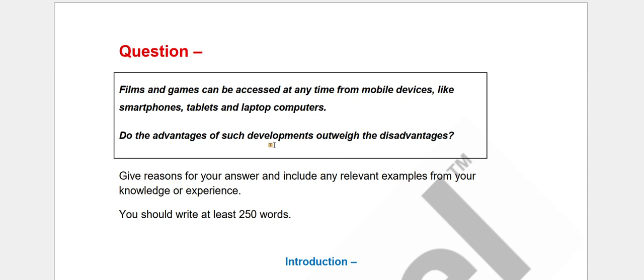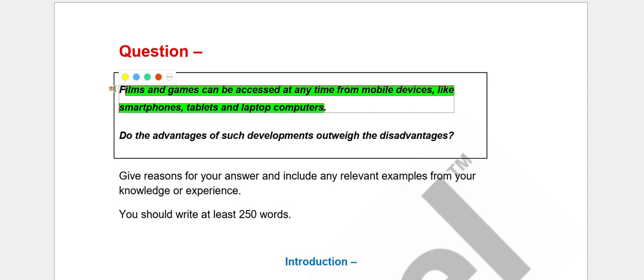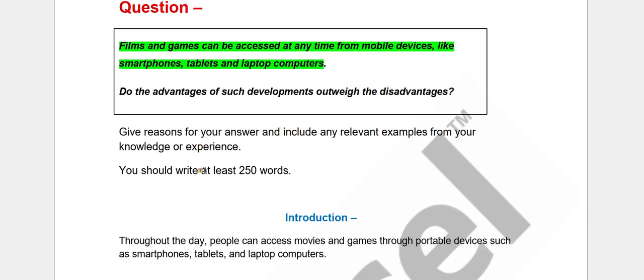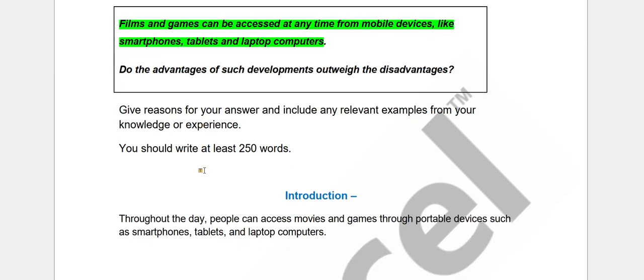So that's our question. Now we're going to write the introduction. For the introduction, first we're going to paraphrase the question statement. By paraphrasing, I mean we write the same sentence but in our own words. The question was, films and games can be accessed at any time from mobile devices like smartphones, tablets, and laptop computers. So let's see how we paraphrased: throughout the day, people can access movies and games through portable devices such as smartphones, tablets, and laptop computers.